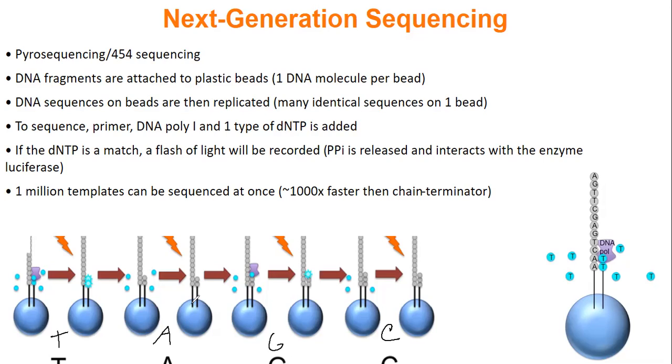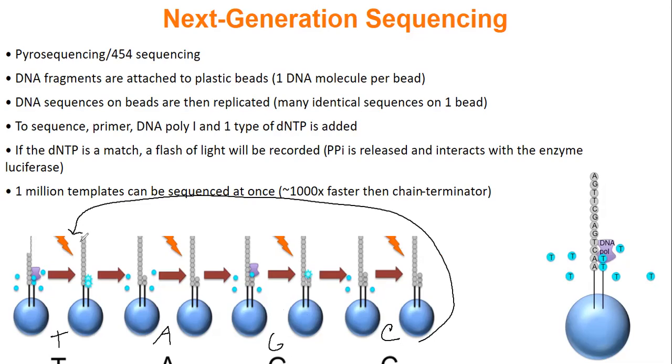So then we wash away all the A's. Next nucleotide is G. Well, there is 1 C there, so we get 1 G to stick. Hit it with light, get a signal out. Wash away all the G's. We then add C's, see if any stick. There was no C's that are hydrogen bonding here, so we don't get a signal out. And then you just repeat.